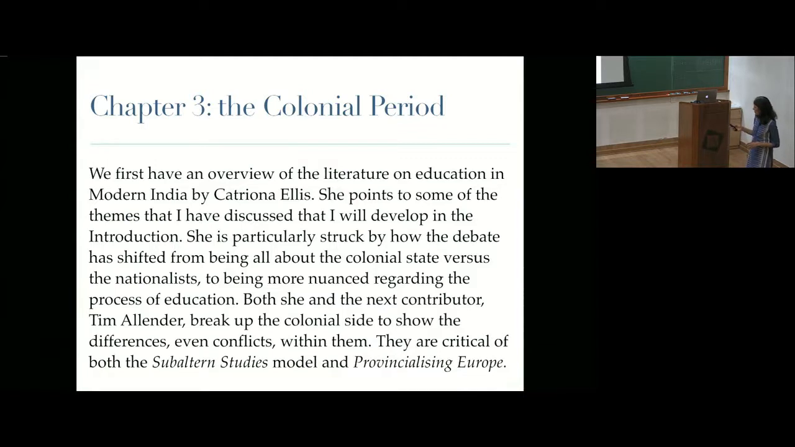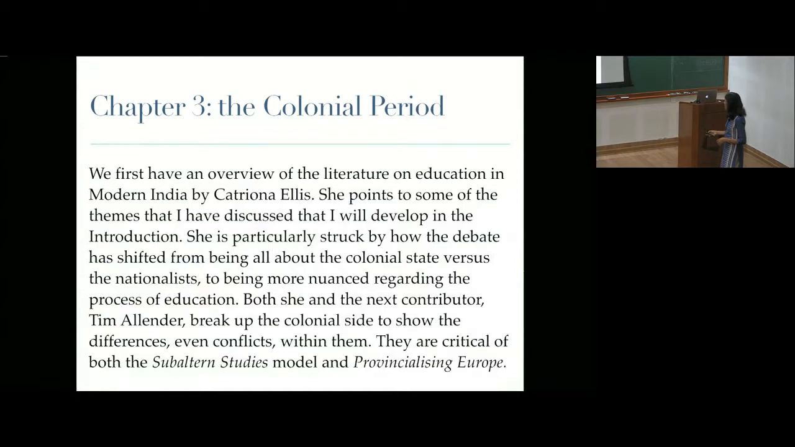But in this, the first one by Catriona Ellis, she gives an overview of the literature and education, and that's very good in itself. But both she and Allender are very up to date in their take on this. So rather than engage in rather old and tired debates about the power of colonialism versus the power of nationalism, and I'll just tell you about that a bit more, rather than that, they look at much more nuanced things about what was going on in education, and that each side can be broken up into many, many different perspectives within it, both colonial and nationalist.